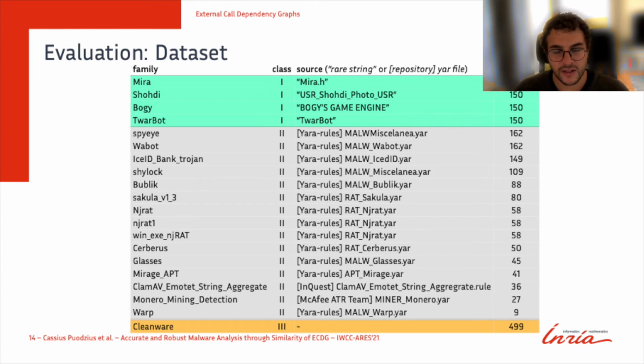Our evaluation dataset is present in this table. We have 3 classes of files. Class 1 is composed of files matched with rare strings, or more specifically the VSSM methodology as discussed before. Class 2 is composed of files matched with YARA rules from public repositories, being representatives of the real world. And Class 3 are cleanware samples.